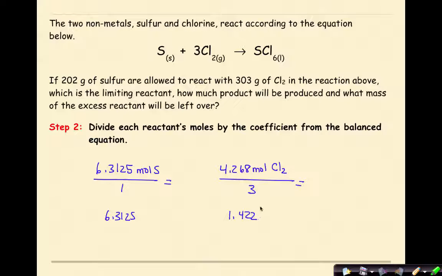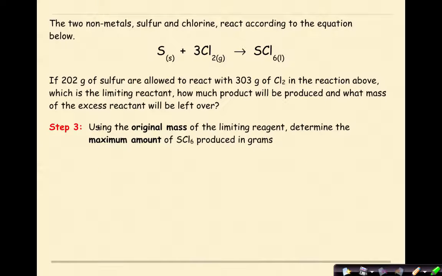And obviously the 1.422 is the smaller one, which means the Cl2 is our limiting reagent. This is what's going to drive how much product is formed. This is the reactant that will be completely consumed. Step 3. Using the original mass of the limiting reagent, determine the maximum amount of SCl6 produced in grams.